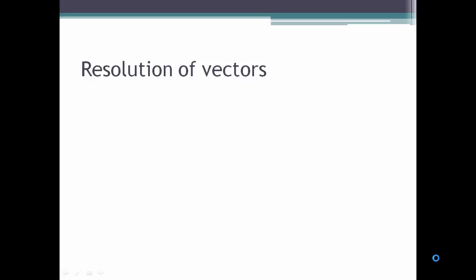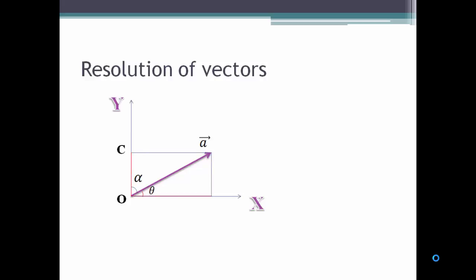Resolution of vectors. We need to resolve the vector into its components for the sake of simplicity. For any vector A making an angle theta along the x-axis and making an angle alpha with the y-axis, we have its components projected along x and y-axis. Let them be represented by the red lines. Let OC be the component along y-axis and OB be the component along x-axis.